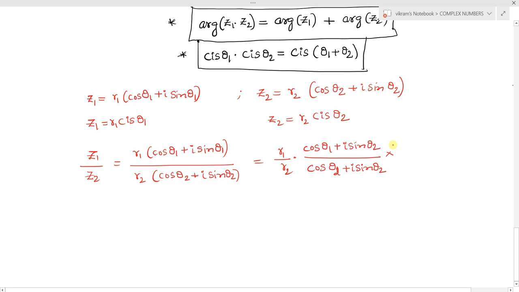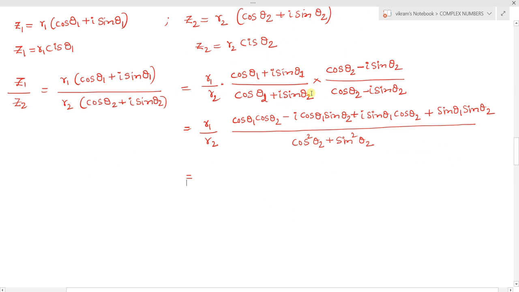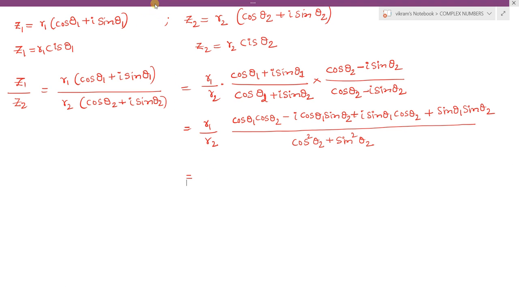cos theta 2 plus i sin theta 2. Then we need to rationalize, multiplying by cos theta 2 minus i sin theta 2 on both numerator and denominator. If we do the simplification for this one, r1 by r2, simplify, you will get the resultant.